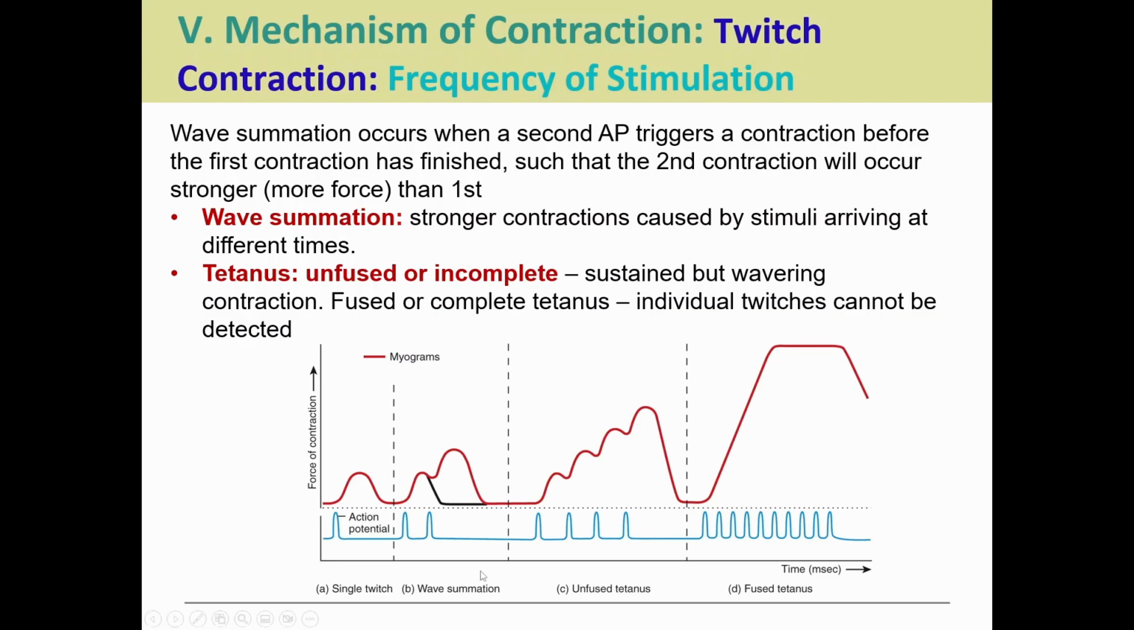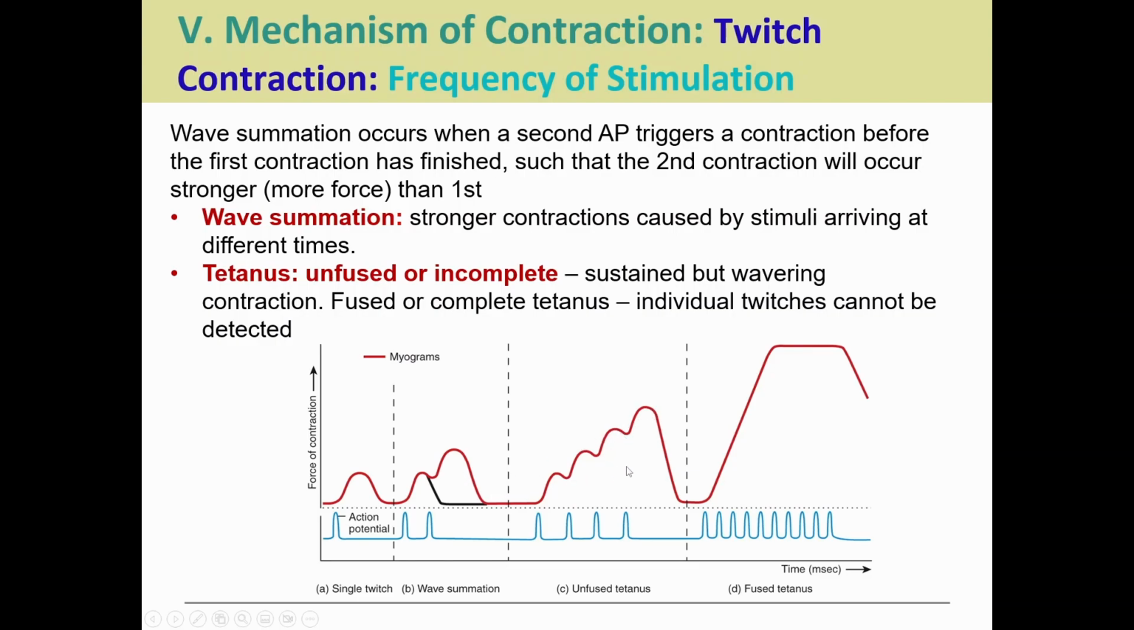So let's go ahead and talk about this. Here's our single twitch, and there's the amount of force generated with our single action potential. Here's our wave summation. We have our first one. We reach the same peak. And before we get back down to start, a second AP comes in, sending the force even higher. This is wave summation. Unfused tetanus: we're getting multiple action potentials before we go back down to normal, leading us to kind of jump. We're kind of bunny hopping up. So here's the reaction to the first one, then to the second one we bunny hop higher, bunny hop to the third, bunny hop to the fourth.